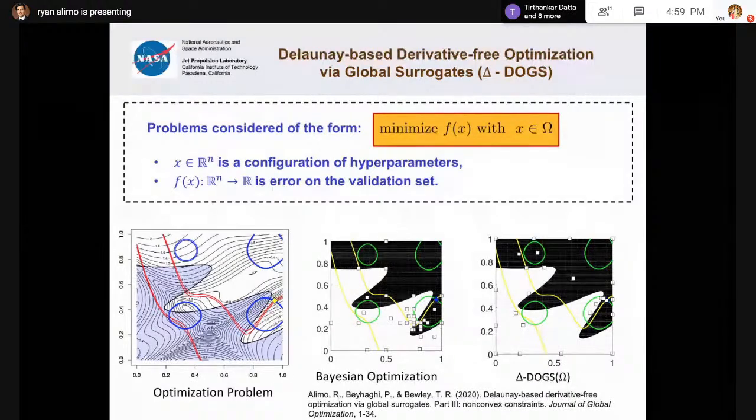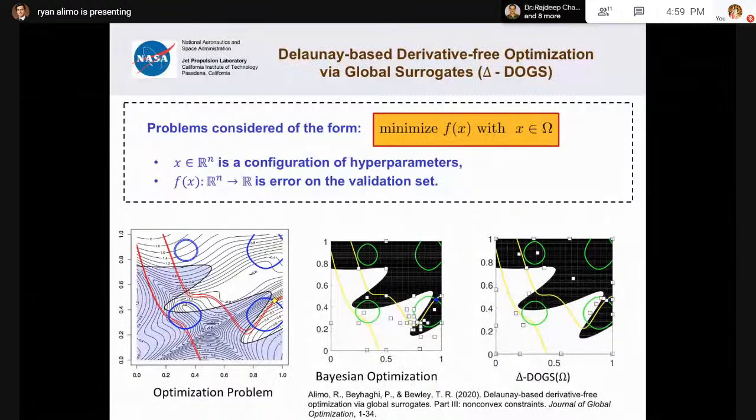And during my PhD, I developed a new family of optimization algorithms called delta DOGS, which stands for Delaunay-based derivative-free optimization via global surrogates. These algorithms are a generalizable derivative-free optimization approach, which considers that the objective function of your problem is unknown. It can be defined inside a feasible domain that can possibly be non-convex.